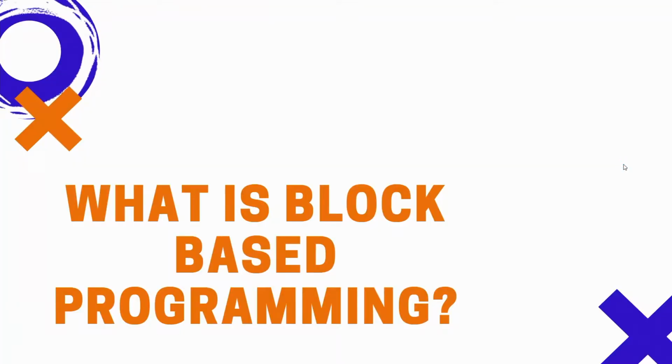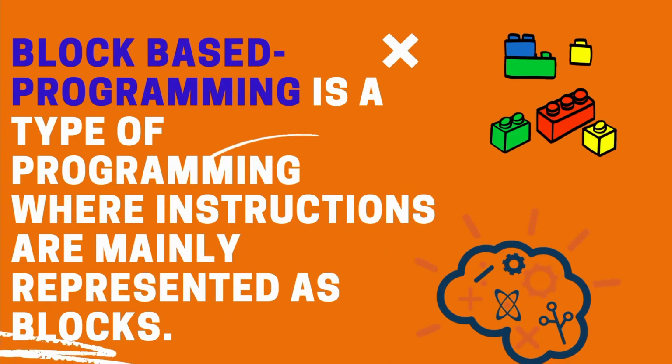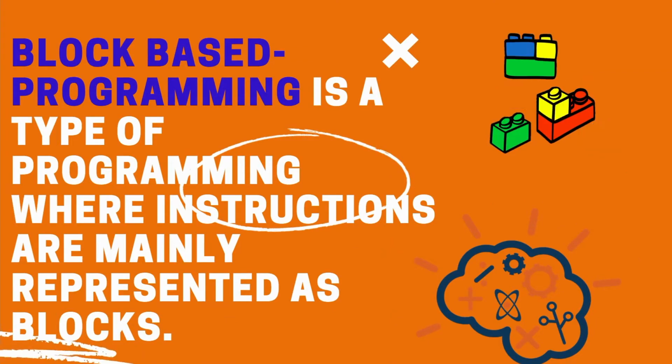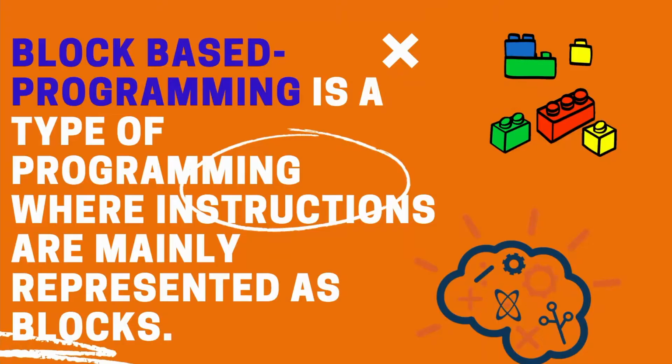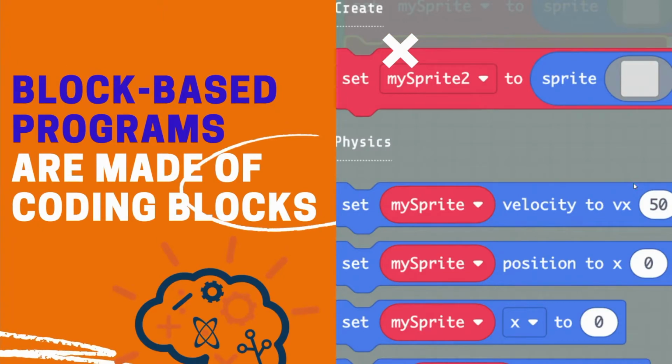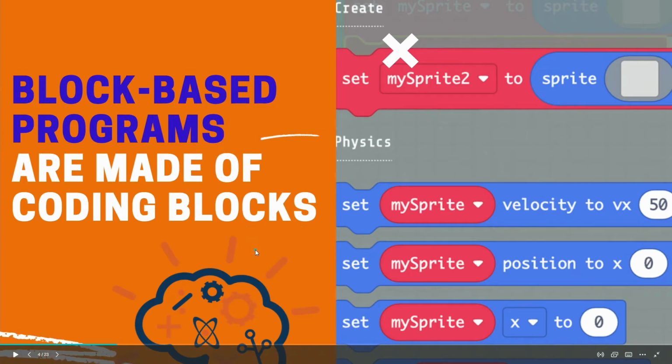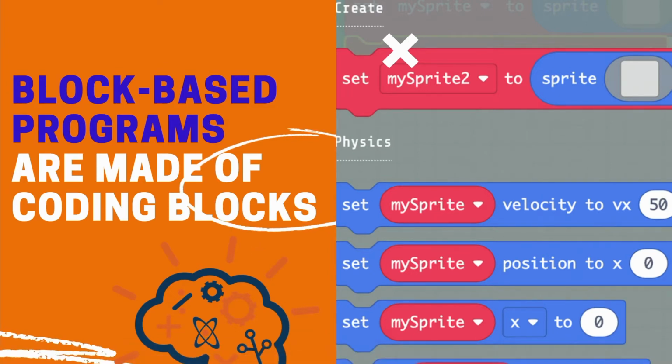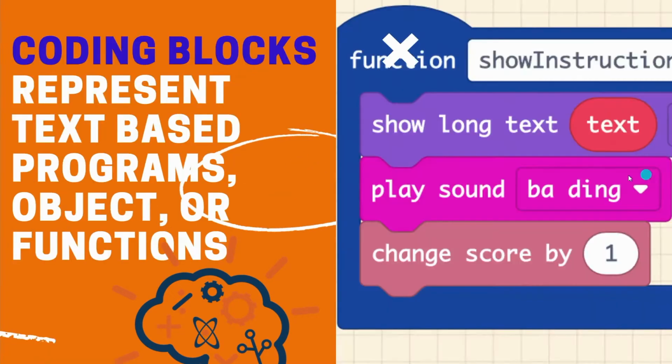What is block-based programming? Block-based programming is a type of programming where instructions are mainly represented as blocks. Coding blocks, kind of like Legos? Yeah, exactly, but for coding. That's cool. It is. Block-based programs are made of coding blocks, just like these ones. Those coding blocks fit together, just like Lego blocks. If you look at that little notch on the bottom there, they stick together or go inside of each other, just like Legos. Yeah, and if they don't fit together, it means you're doing something wrong. Definitely. Coding blocks represent text-based programs, objects, or functions, just like these ones.